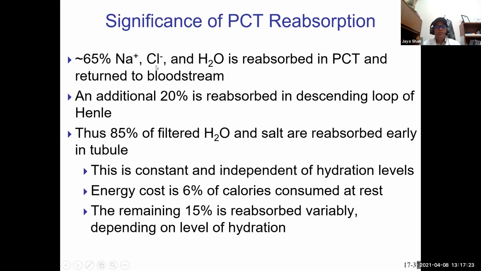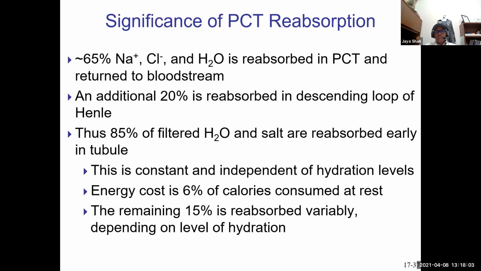Approximately 65% of sodium chloride and H2O is reabsorbed in the proximal convoluted tubule, and that is returned to your bloodstream. Are you following me? An additional 20% is reabsorbed in the descending loop of Henle. So 65 plus 20, that is 85%. But the mechanism in the loop, we're gonna talk about that later, is different than the PCT. Thus, 85% of filtered H2O and salt are reabsorbed early in the tubules.